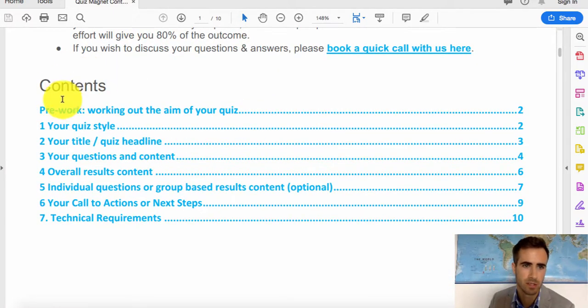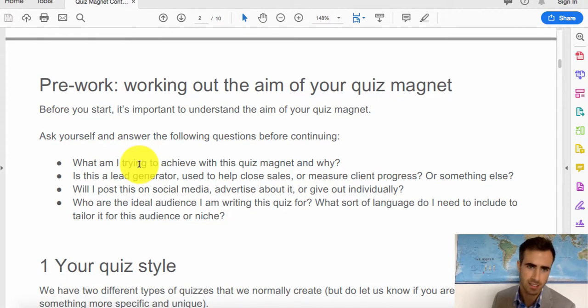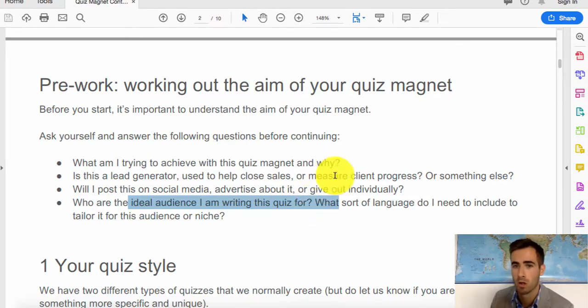Obviously, on this document we've got the contents here. Pre-work: working out the aim of your quiz magnet before you get started. It's really important to understand exactly who you're talking to and the type of language you're going to be using, so that you're talking to the right avatar of your ideal client, your ideal prospects. So take a moment. You don't necessarily need to answer this on the document. You can just write this in a notebook or wherever it might be, or even just think about the answers. Ultimately, think about what you are trying to achieve with this quiz magnet and why. Is this a lead generator? Will you be posting it online, giving it out? And ultimately, who is the ideal audience that you're writing this quiz for?